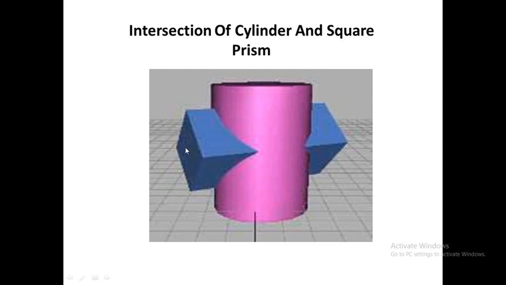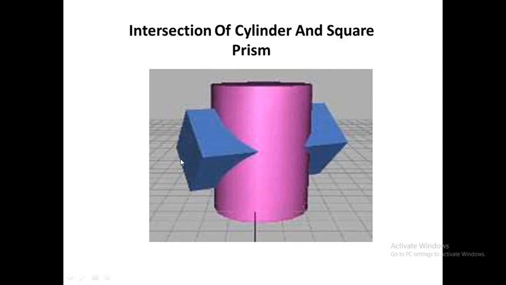When the cylinder is penetrated by the square prism, at the junction of the intersection, that is where the two surfaces meet each other, we get curves of intersection. These lines from here to here and from here to here are nothing but the curves of intersection. It is clearly understandable from the figure that the top view of the vertical cylinder will be a circle of some diameter, whereas the front view of the cylinder will be a rectangle. Also, the side view of the cylinder will be a rectangle of particular height.